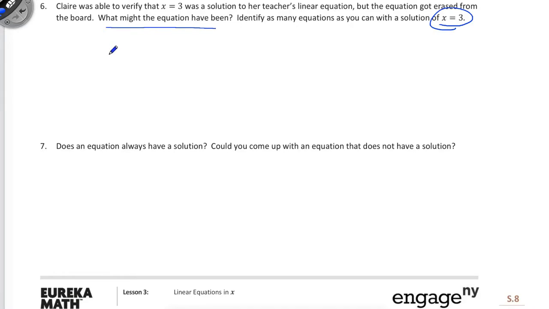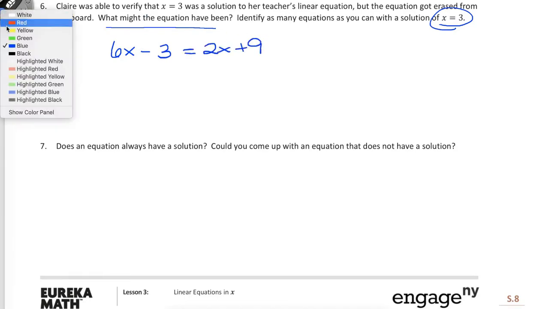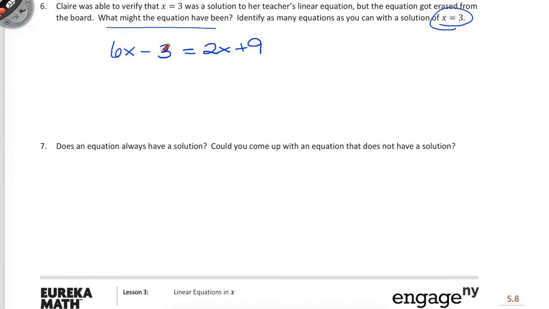So I want my x to equal 3 and to get the same answer at the end, where they both equal. So I made up this one. 6x minus 3 equals 2x plus 9. And again, you can keep this simple. You don't have to have a very long, extravagant equation. I'm going to swap out my x's here for 3. So I'm going to get 6 times 3 minus 3, and I'm going to split this. 2 times 3 plus 9.